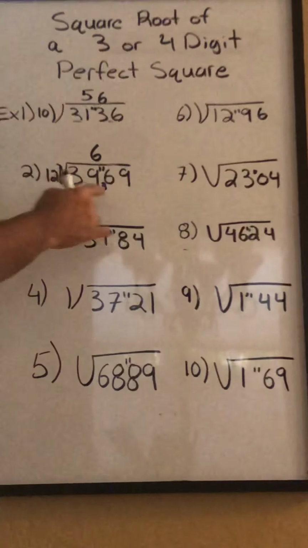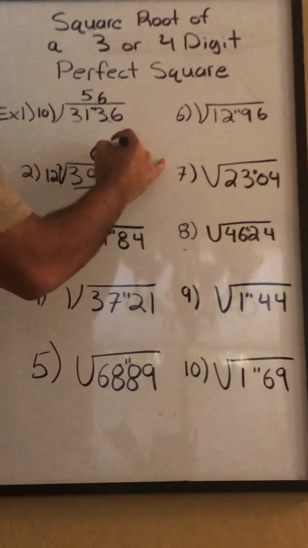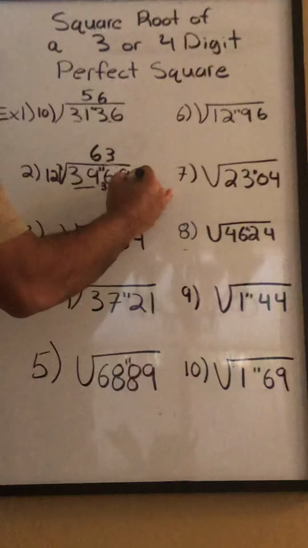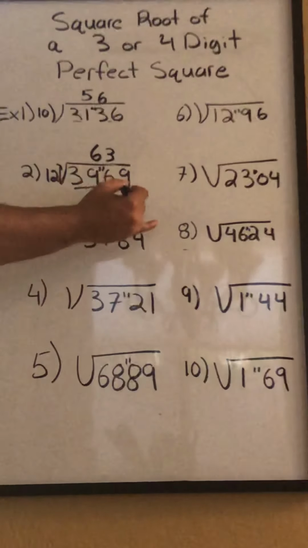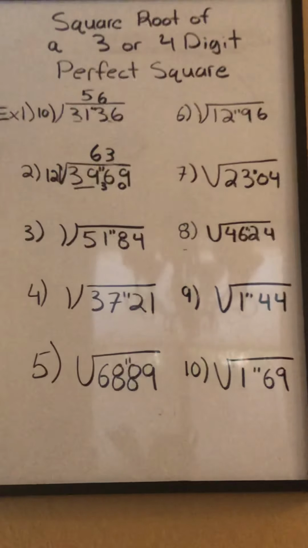How many times does 12 go into 36? Well, it goes in 3 times, and there's no remainder. And now, what's 9 minus 3 squared? 9 minus 3 squared is 9 minus 9, that's 0. There's nothing left over, so that's our answer, 63.